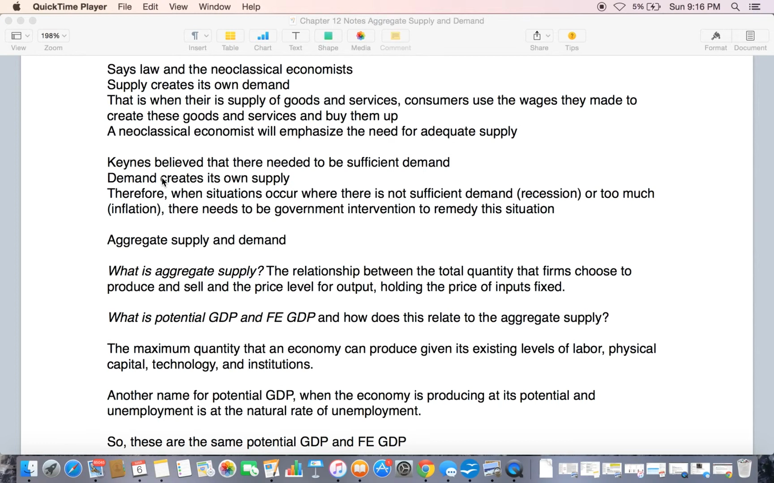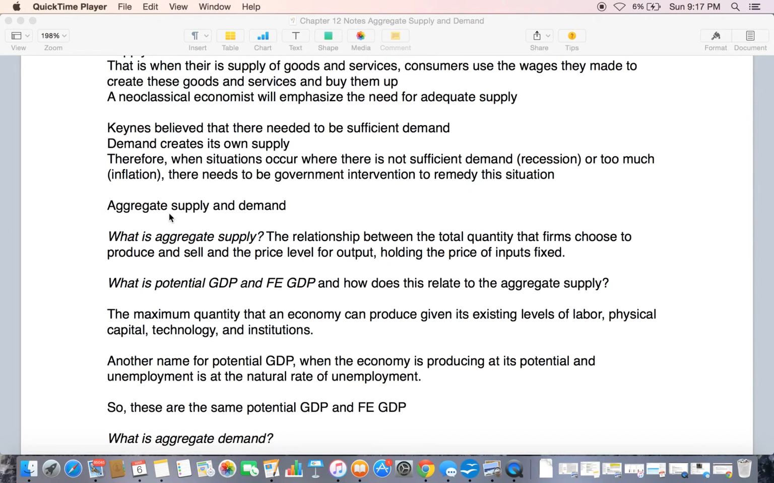So if a firm sees that there isn't a lot of demand for their product, they're not going to produce their product, and this can lead to situations where there is not sufficient demand and we would have a recession. From a Keynesian perspective, we'll probably need to use government intervention to stimulate aggregate demand or to curb some of the excess aggregate demand that's occurring, which is causing inflation.